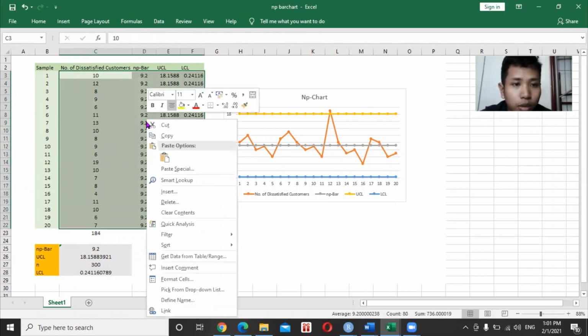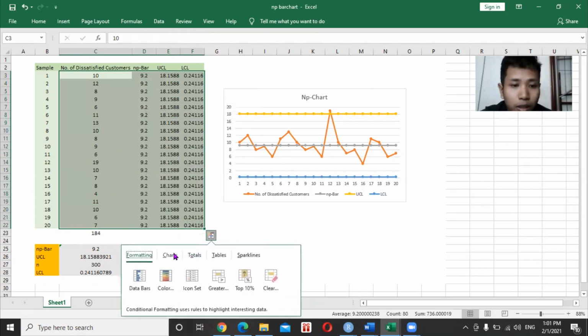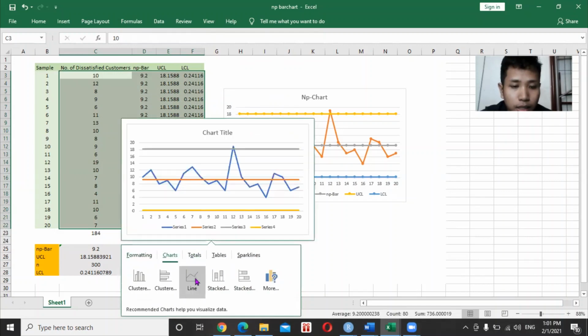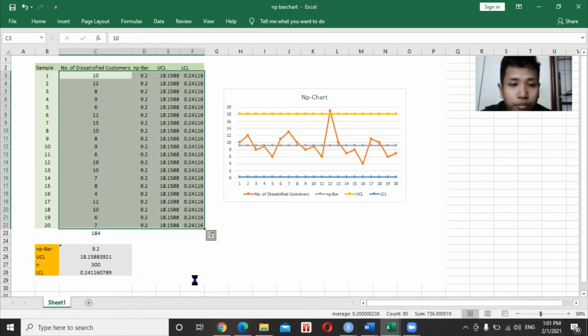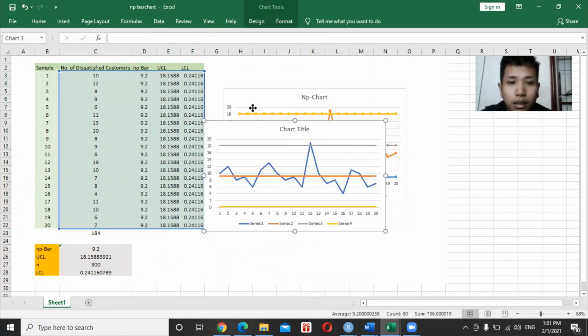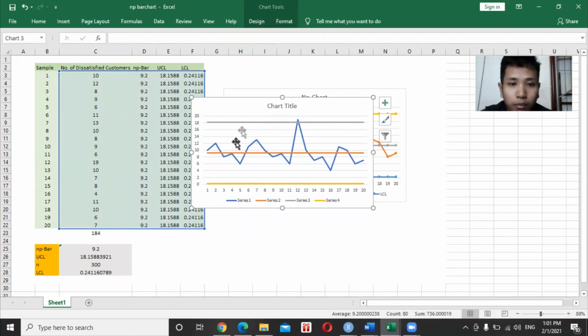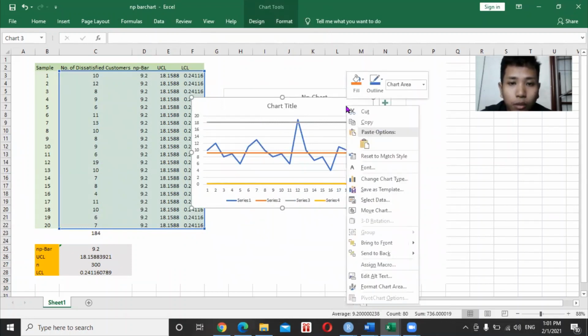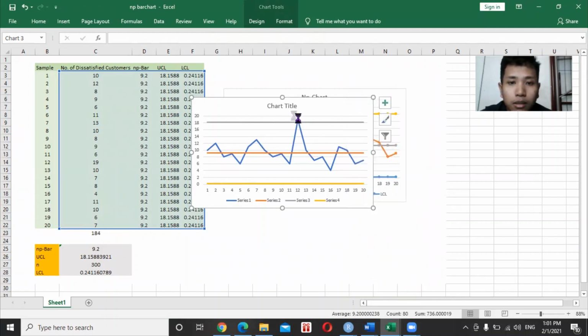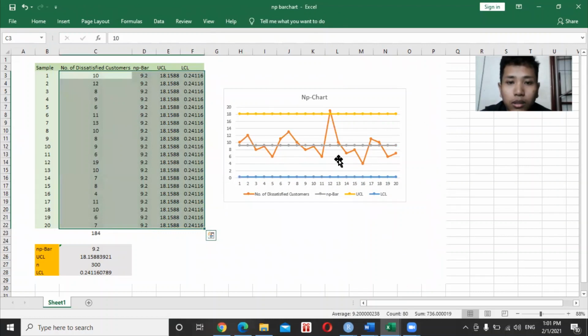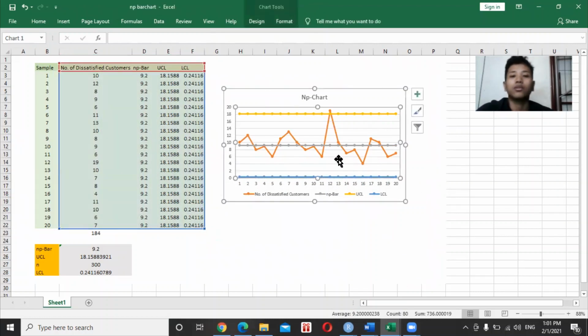Okay, so right click, then do the quick analysis, and you find the charts. So this is it, the line charts. Next, you can adjust it and mark all your points. I'm not going to show you how I mark the points, but I'm just going to go straight to the NP chart that I have done.